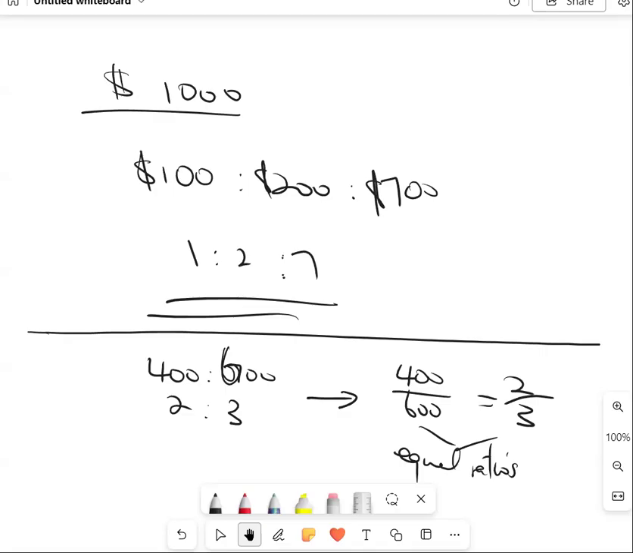Next, we want to talk about that other word. When we talk about proportional, we put a word here, proportion. What do we mean by that now? Right?